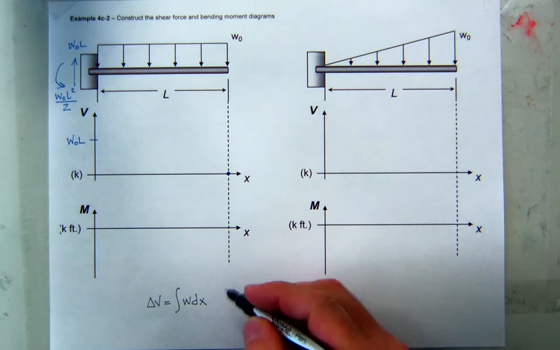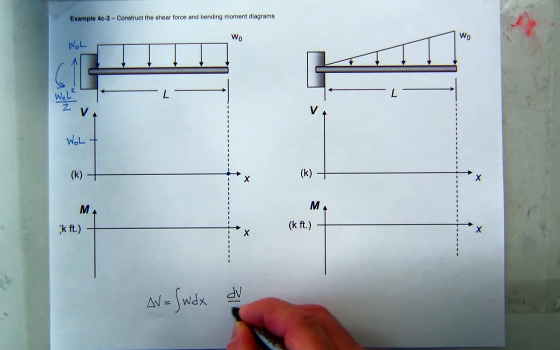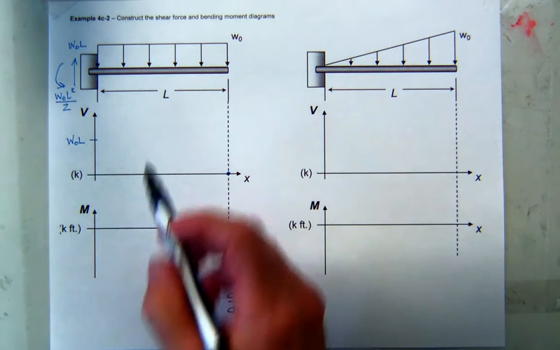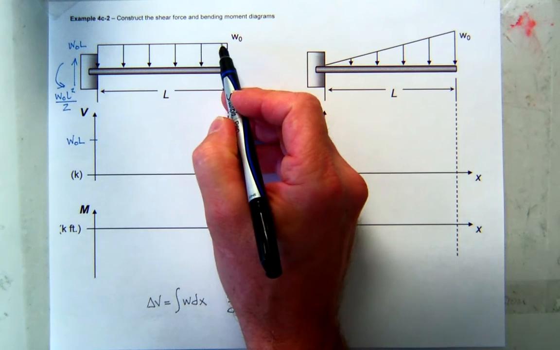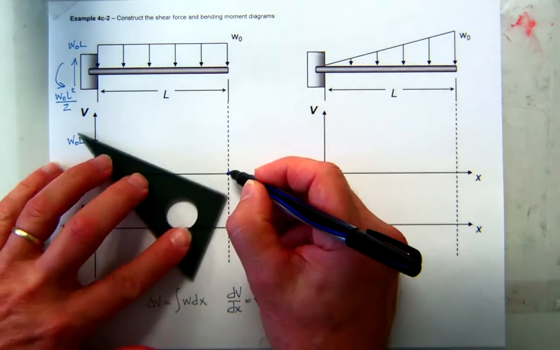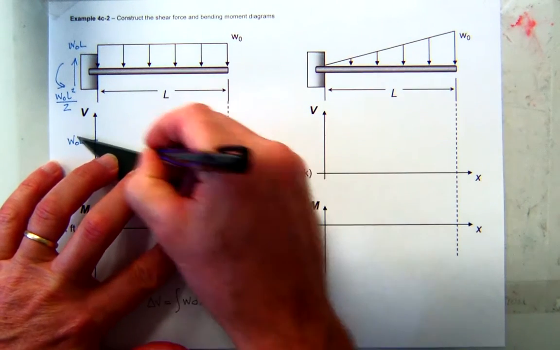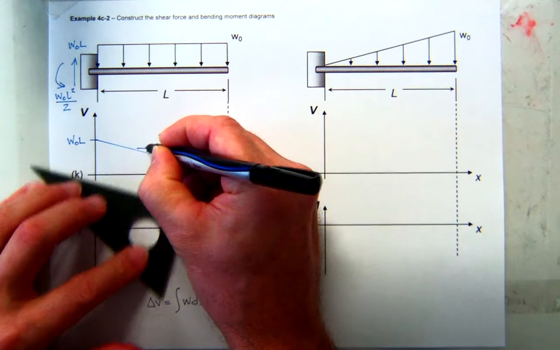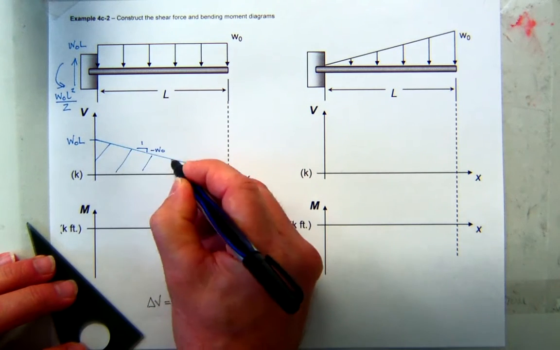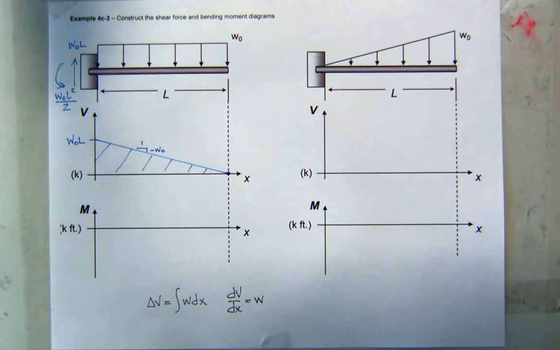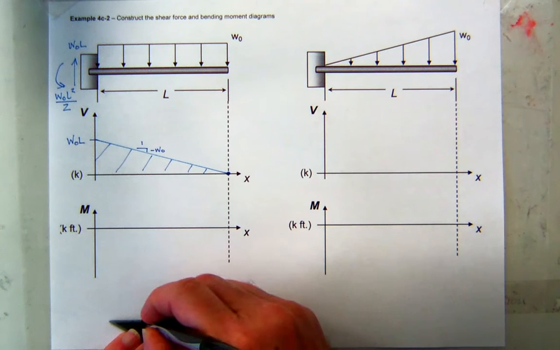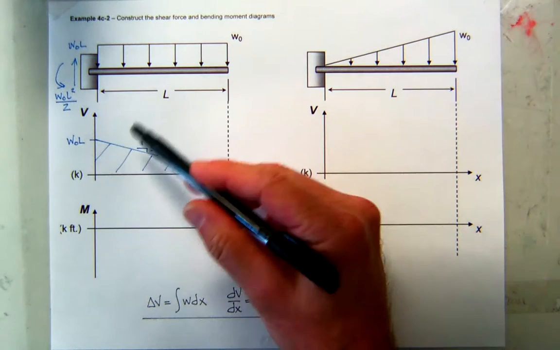Now what's the slope? Well, I know the slope of my shear diagram, given by the derivative, is equal to the value of the load everywhere. And what is the value of the load? Well, it's constant, so I got a constant slope. It's equal to W naught, and is it positive or negative? Negative. So here's a negative slope. So again, if I looked at this, it would be 1 to negative W naught. So there's the change in my shear.